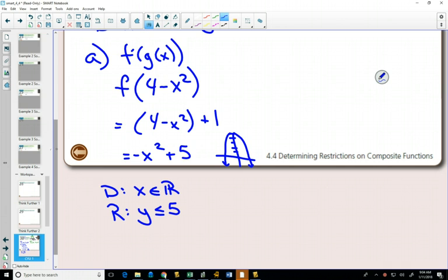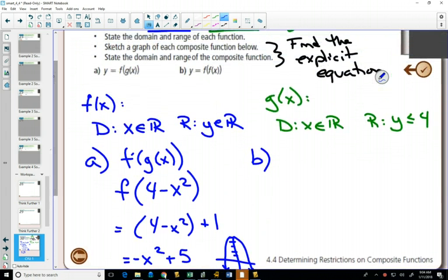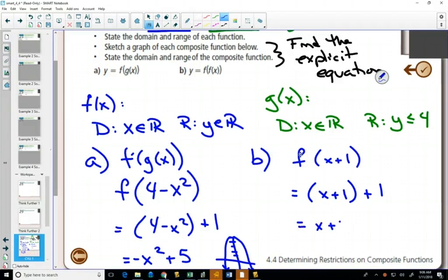Part B, f of f of x. So quickly, on your own, get the explicit equation. Check with the person on your left. F of x is x plus 1, and f of x plus 1 would be x plus 1 plus 1. So you get x plus 2. That kind of graph is a line. Domain is everything. Range is everything.